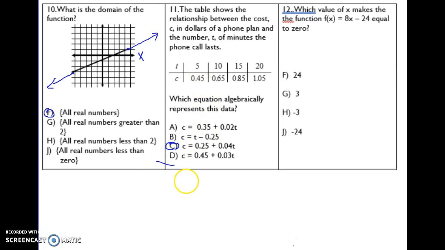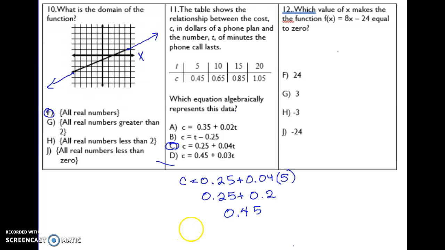So let's try it. If I took C is equal to 0.25 plus 0.04 times 5, I'm going to get 0.25 plus 0.2, and that's going to be 0.45. And I'm going to do that for all of the options. So C is equal to 0.25 plus 0.04 times 10. If I did that, I'd have 0.25 plus 0.4, that would give me 0.65. So that one works, okay? And if you went ahead and did 15 and 20, you'll see that they both work as well. So that one, you just really want to use your calculator and verify each of the equations.